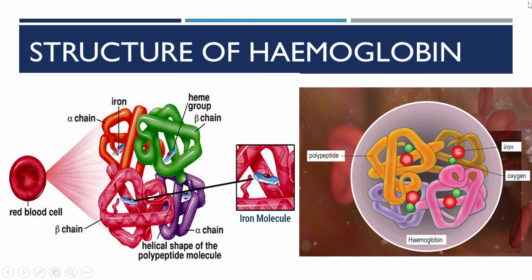And let's move on to the structure of hemoglobin. This which I've mentioned just now is the hemoglobin with the heme group and the iron in that.